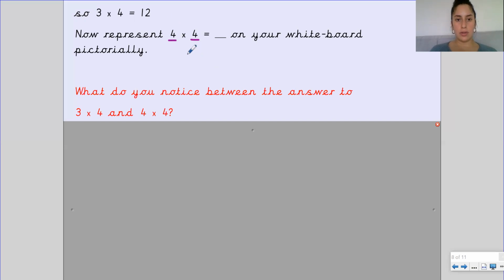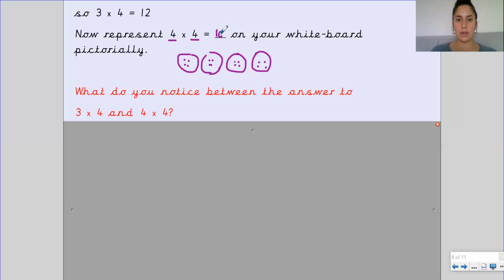Okay, so you should have 4 equal groups, with 4 in each group. 1, 2, 3, 4. 1, 2, 3, 4. 1, 2, 3, 4. And 1, 2, 3, 4. What is our answer? We're going to count in 2s again. 2, 4, 6, 8, 10, 12, 14, 16.